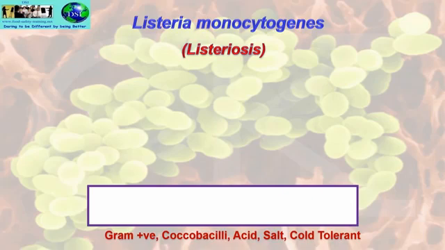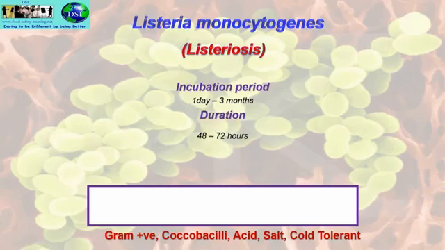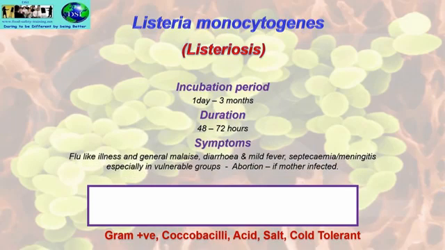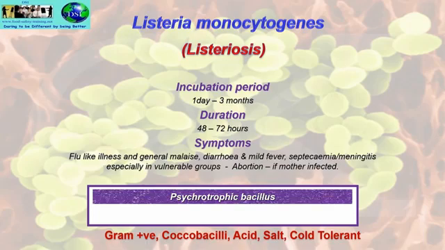Let's have a look at Listeria. Listeria monocytogenes gives rise to listeriosis. The incubation period is 1 day to 3 months, so quite a long period of time. Duration of the illness, 48 to 72 hours. Symptoms include flu-like illness and general malaise, diarrhea and mild fever, septicemia and meningitis, especially in vulnerable groups, and abortion is possible if a pregnant mother is infected.